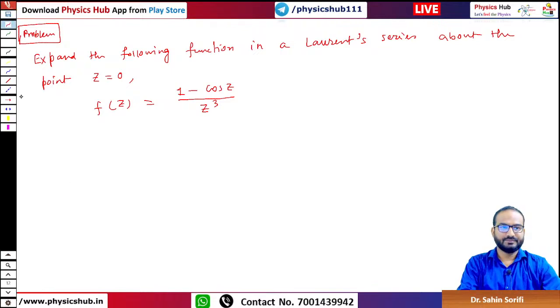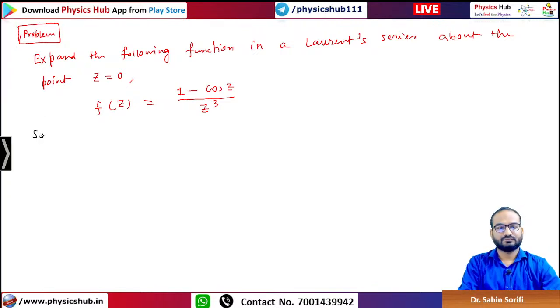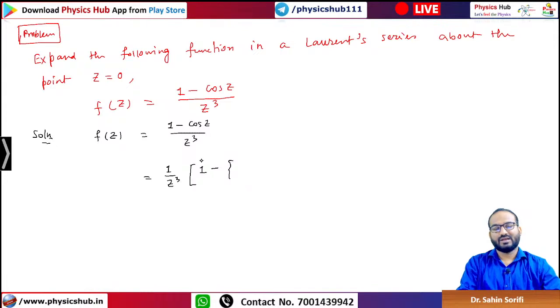Could you do this? You see, f of z equals 1 minus cos z by z cube. So 1 upon z cube times 1 minus cos z, you know how to expand. About z equals 0 means the terms will come in the form of z, and for cos z you already know: 1 minus z square by 2 factorial plus z to the power 4 by 4 factorial and so on.